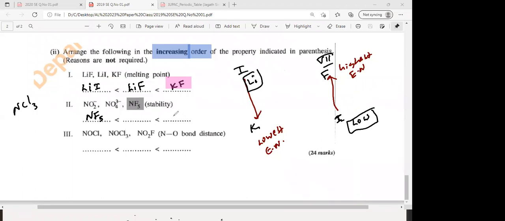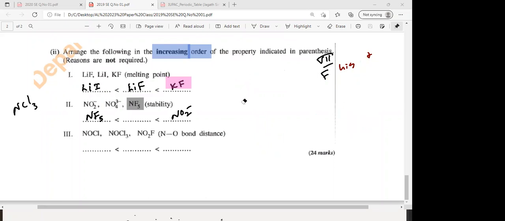Then the most stable one is what? NO2 minus, because nitrite: HNO2 nitrous acid, sodium nitrite NaNO2, you have learned in O level chemistry also. So NO2 minus. Then in the middle you get NO4 3 minus.